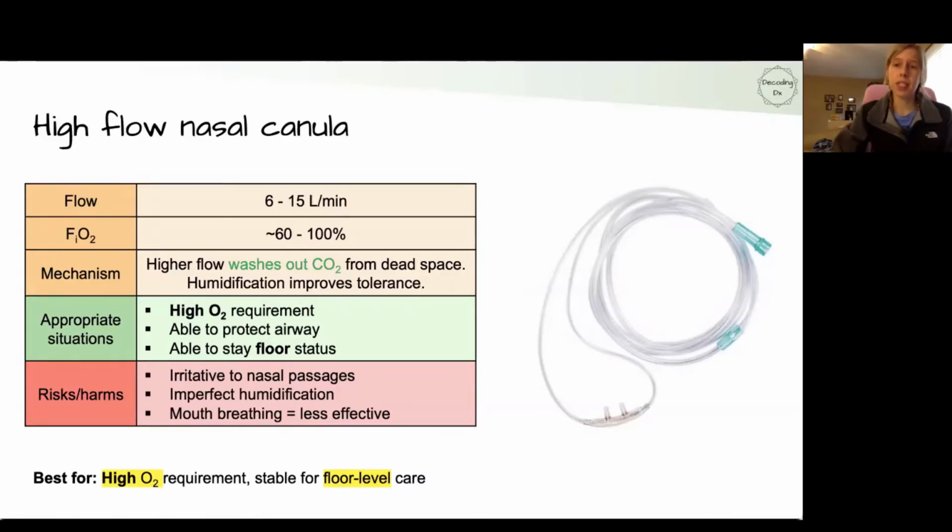So it's good for the same type of clinical situations as a nasal cannula, but if they just need higher oxygen requirements. So we're talking about stable patients that can protect their own airway, they're appropriate for floor status, and they just need more than 6 liters per minute of oxygen. But it's important to know that this can be uncomfortable for some patients because of the high flow. And again, if they're mouth breathing, it's not going to be as effective.